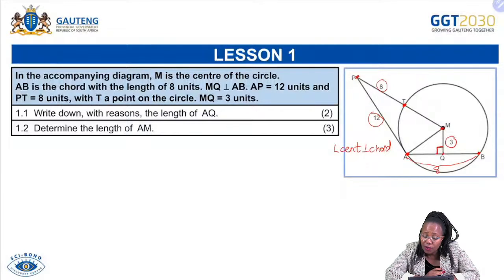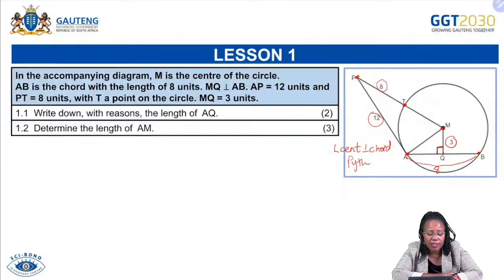Okay, that is the only thing that we have. And we know that if we are having the 90 degrees, that means Pythagoras can be involved there because we have a 90 degrees triangle. Yes, now we have analyzed the diagram. We can now start answering the questions.